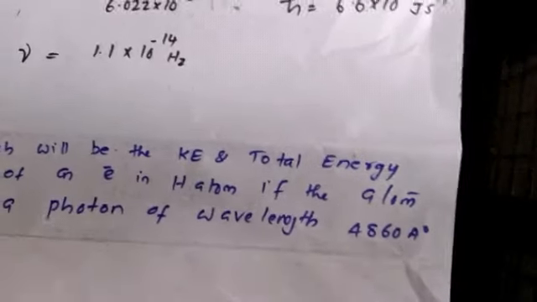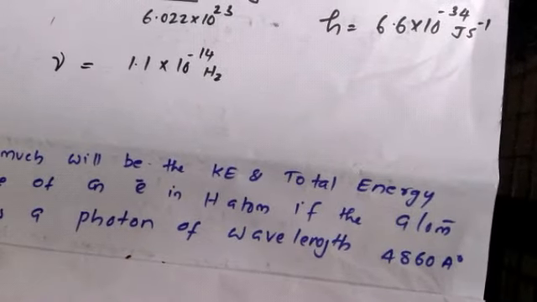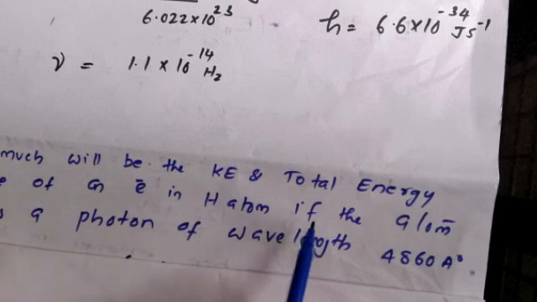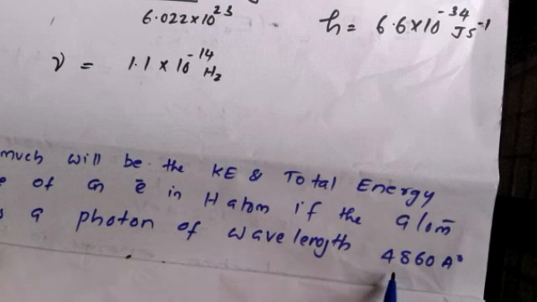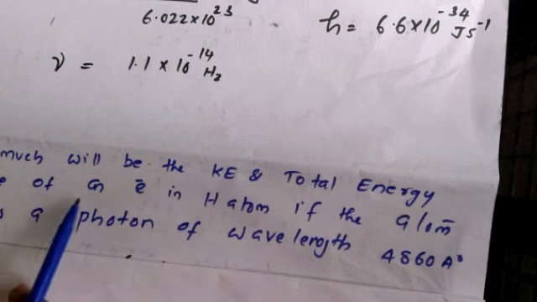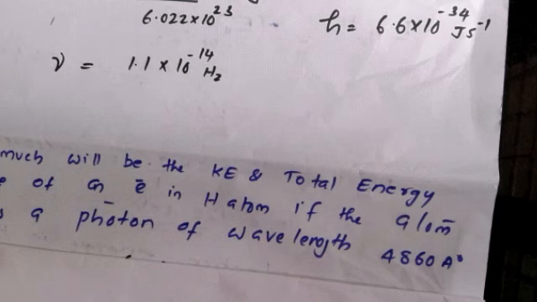Next question. How much will be the kinetic energy and total energy change of an electron in hydrogen atom if the atom emits a photon of wavelength 4860 angstrom? How much will be the kinetic energy and total energy change of an electron in hydrogen atom if it emits a photon of wavelength 4860 angstrom?